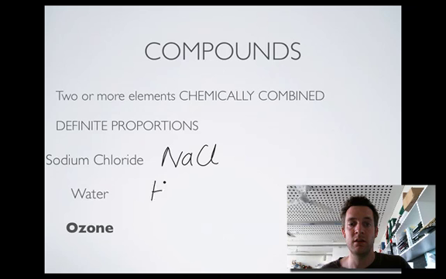Water, as we probably all know, has the formula H2O, so the fact that it is in definite proportions means that there are two hydrogens for every oxygen atom in any water that you choose to find. If I just mix hydrogen and oxygen together, I can mix them in any proportions that I like, but when they combine together and make this compound water, so two or more elements combined, they'll always combine in those proportions.